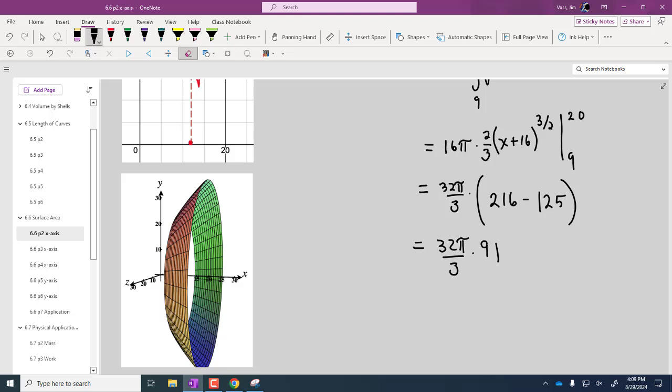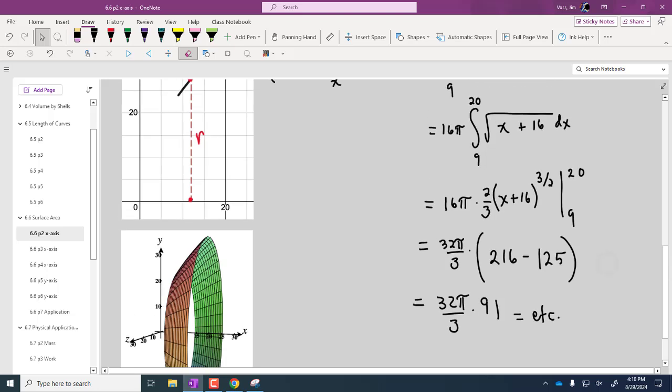And then multiply that. That's not divisible by 3, so multiply that out and you got it. So the surface area ones can be a little bit easier actually than arc length, even though the formula looks more complicated because you have the 2 pi r up in front. But that 2 pi r is going to make the integral easier in most cases.